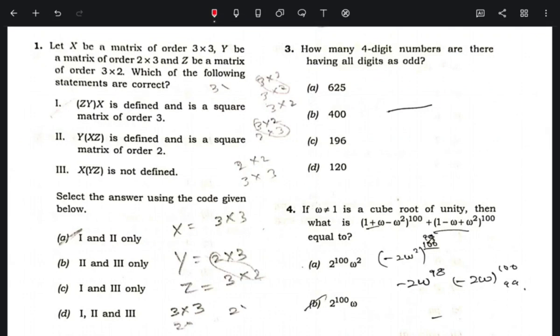Greetings everyone. I hope you all did well in the NDA examination that happened on September 1. So this video will be an analysis and the answer key of the maths paper.